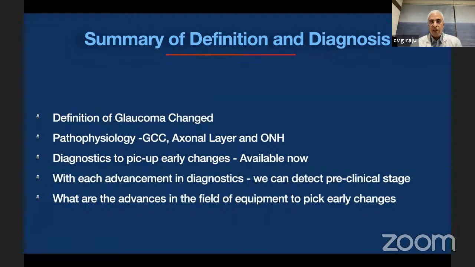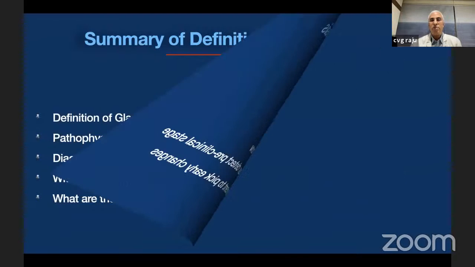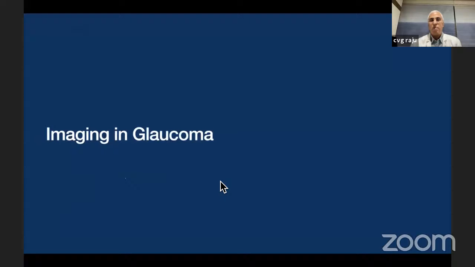The focus is now mainly on the GCC, axonal layer and optic nerve head. The diagnostics to pick up early changes are now available. With each advancement in the diagnostics, we can detect the preclinical stage. And then let us go through what all the advancements are in the field of imaging.